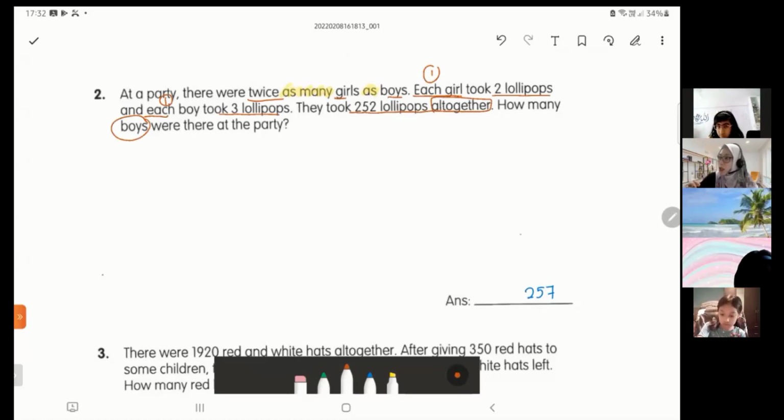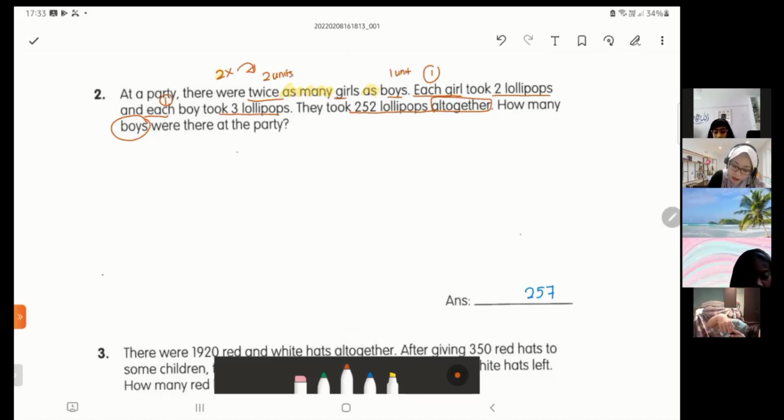Okay. So there were twice as many girls as boys. What do you mean by that? So I have girls. Girls are more than boys. That's what they're trying to say actually. So twice means 2 units. You always understand twice as 2 times, right? But here the times represents 2 units, okay? 2 units for girls, and my boys is 1 unit.